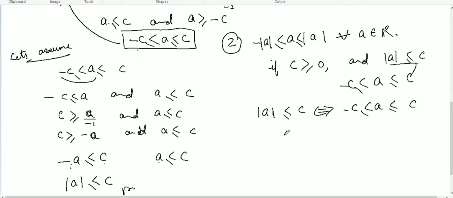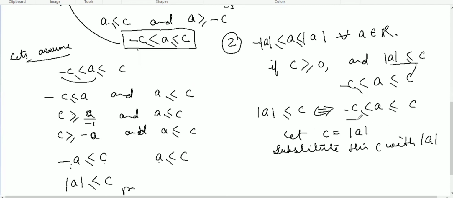Let C equal the absolute value of A here as well. Substitute this C with the absolute value of A. So minus of the absolute value of A, in place of C, is less than or equal to A and less than or equal to the absolute value of A. So this is the second property.